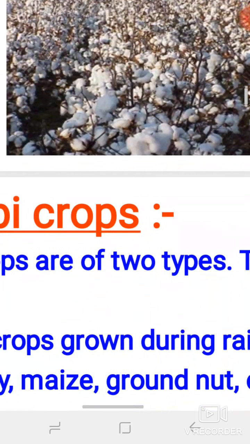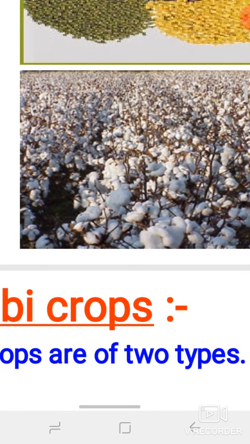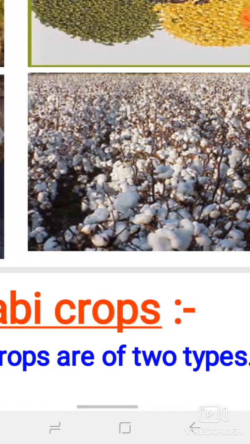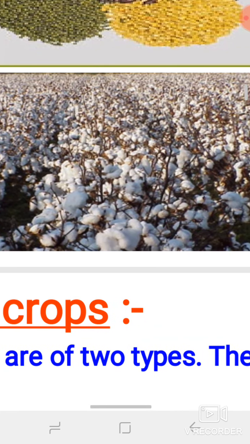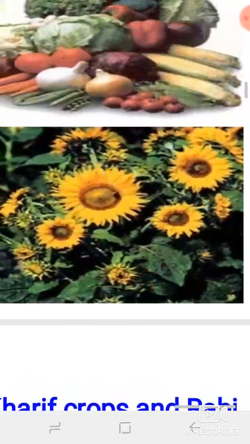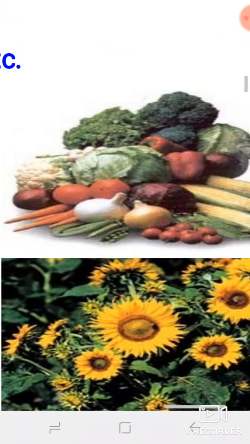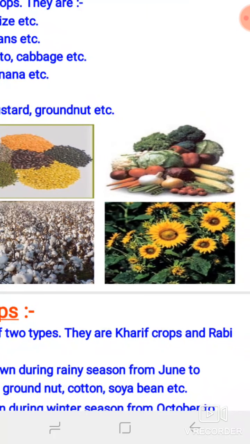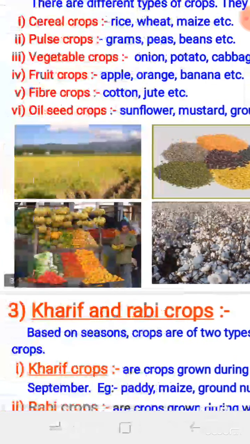After that you can observe the cotton plants. From the cotton plant we obtain cotton as well as its fibers. In the next diagram you can observe the different types of vegetables. Then sunflower, which is in the category of oil seed crop.